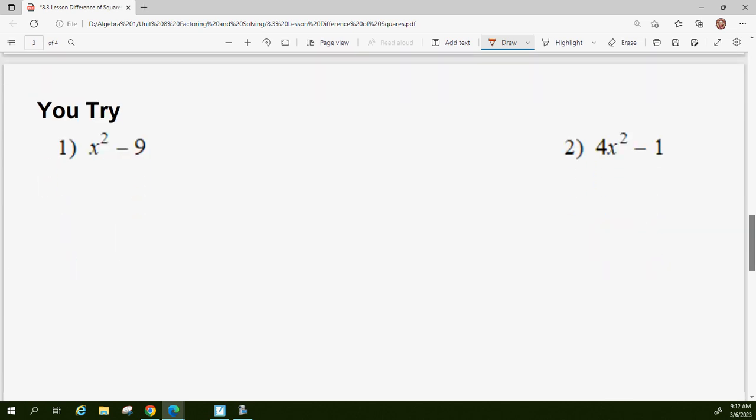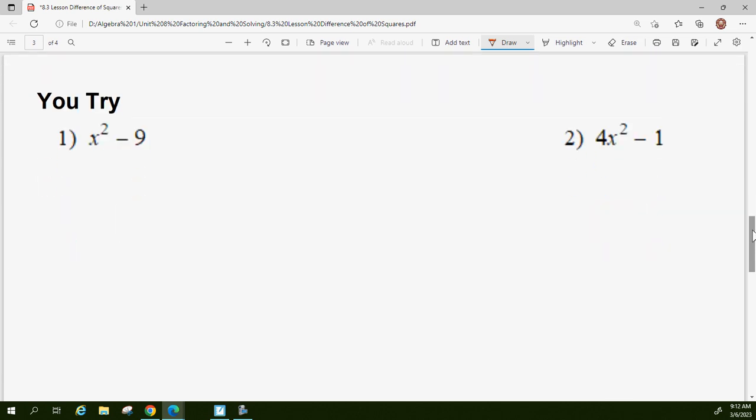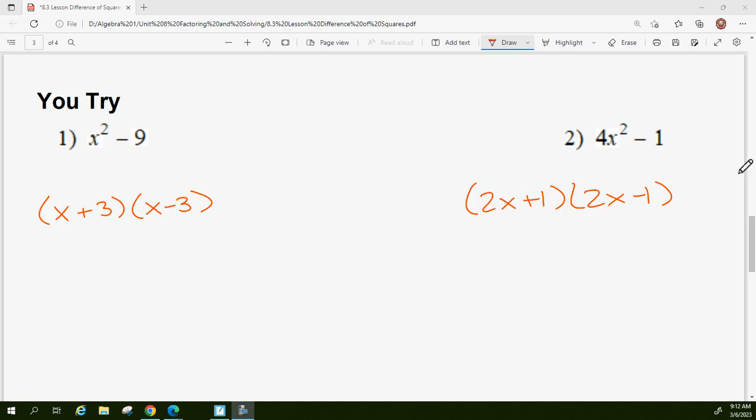So I want you to go ahead and try these two. If you get stuck, please do ask for help. So check your answers. If you got one or more of them wrong, please make sure you ask for help before you move on to the practice so we can fix any mistakes that have occurred before you go and practice more.